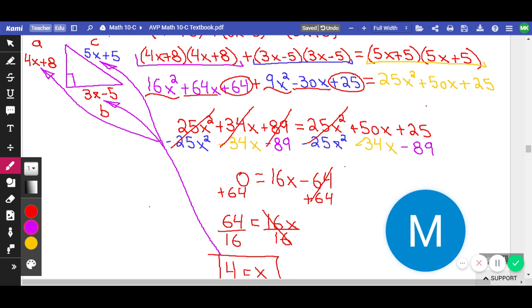The first length would be 4 times 4 plus 8. So that means that side length would equal 24. The next side length would be 3 times 4 minus 5. That would equal 7. And then the hypotenuse would be 5 times 4 plus 5, which is 25. So your 3 lengths of your triangle were 7, 24, and 25.